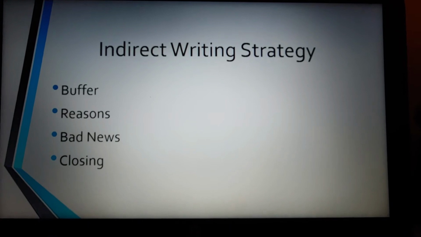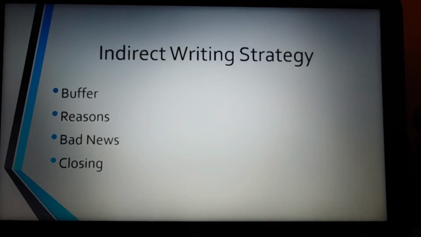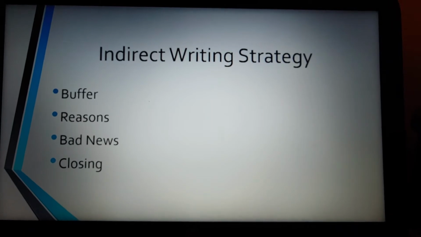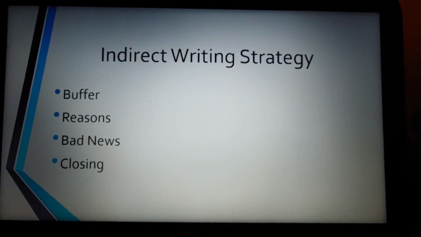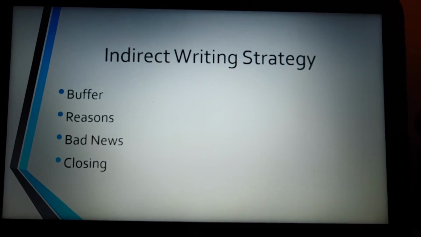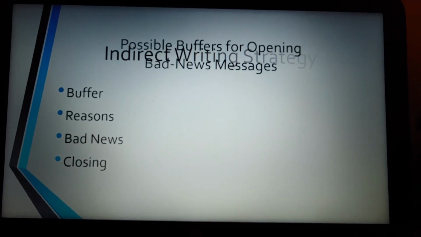You will be graded on the writing plan, so you must provide a buffer paragraph, a reasons paragraph, a bad news paragraph. Remember, the bad news is actually broken to the recipient much further down in the correspondence, and then a closing paragraph.